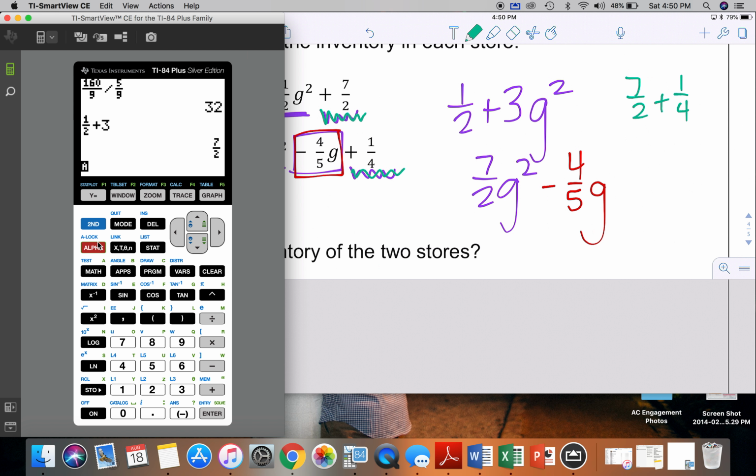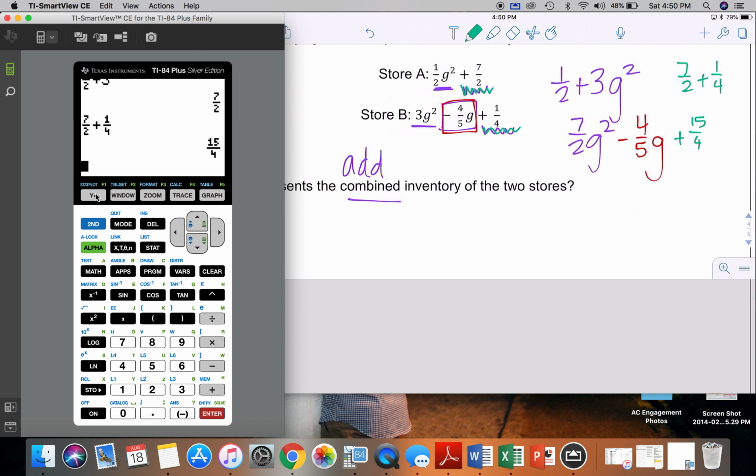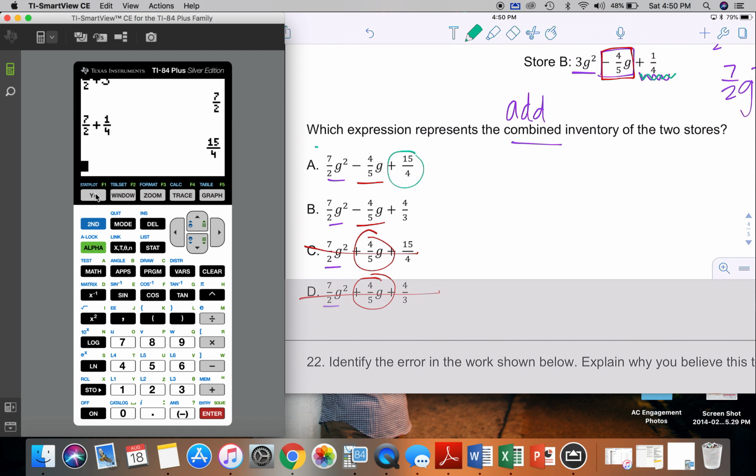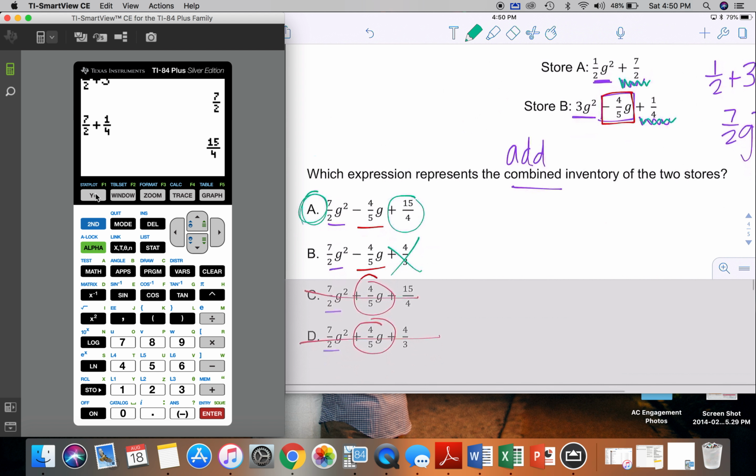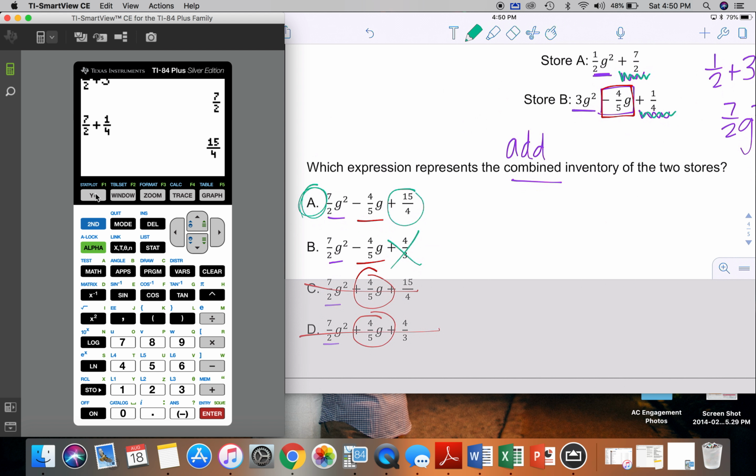So in my calculator, 7/2 and 1/4, and I get 15/4, which matches answer choice A, so A would be my answer. B is not correct. I don't even know where they got that answer.